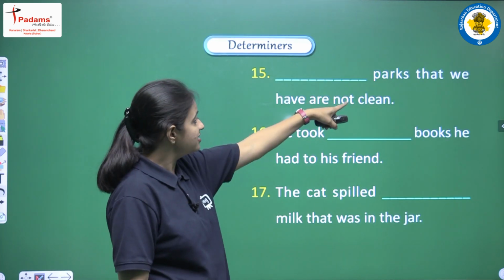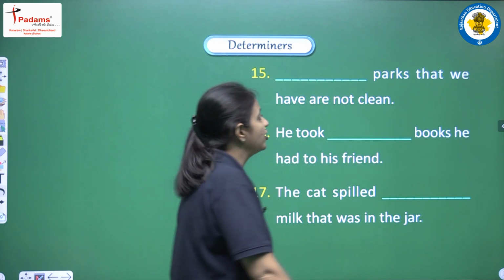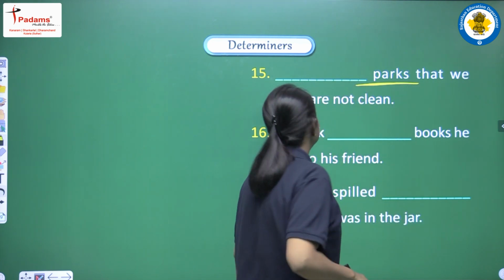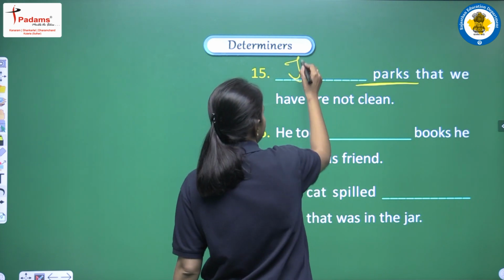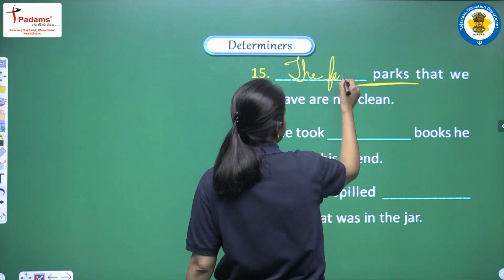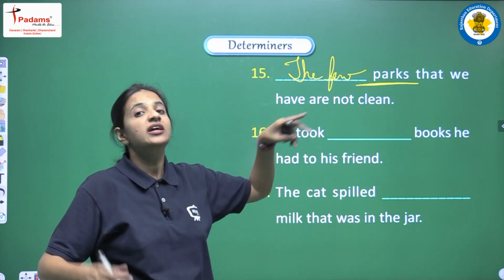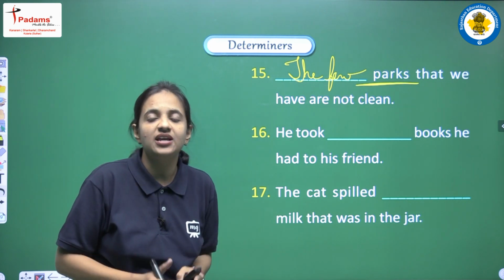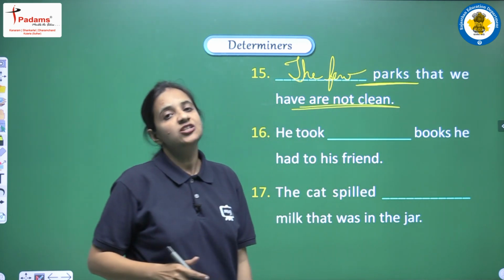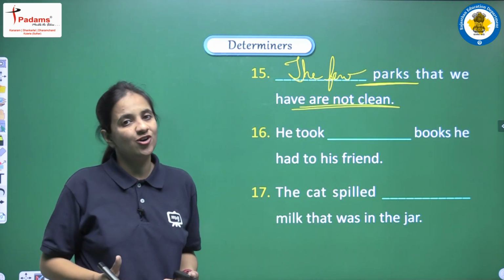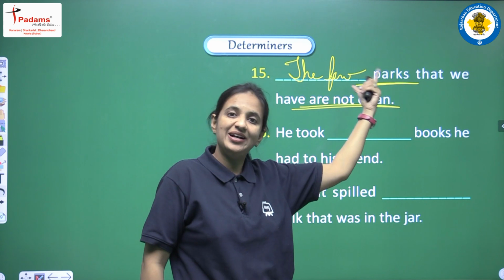Next sentence, the few parks that we have are not clean. So observe the sentence very carefully, students. Here we are talking about the total number of the parks that are there. So we are saying that here our answer will be the few. First of all, let's write the answer. The few parks that we have are not clean. So here we are talking about the total number of the parks that we are having, and now we are saying that all the parks they are not clean. So because we want to show the total number, we want to show the totality, and this is the reason we will use the few, because parks it is a countable noun.